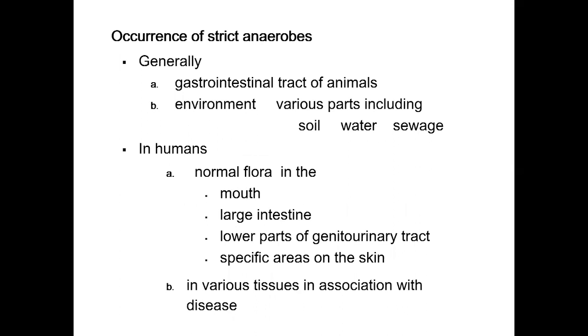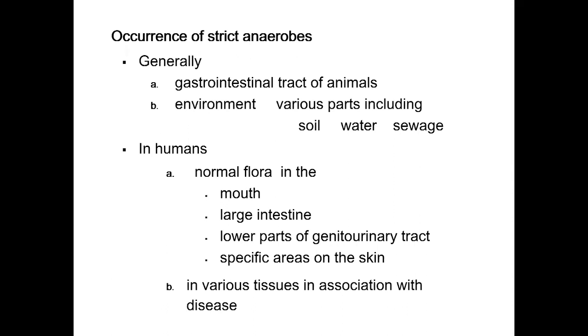So where are the strict anaerobes found? Generally, they occur in the gastrointestinal tract of animals. They form part of the normal flora in these animals in their gastrointestinal tract, food in the mouth, food in the large gut, and then they're also found in the environment. There are some which may be in the environment naturally, yes. Environmental bacteria, which are strict anaerobes. But there is a group that reaches the environment from the gastrointestinal tract of animals. They are passed out. When the animal passes out the feces, these organisms also come out into the environment and they can be found in parts like the soil, water, and also in sewage.